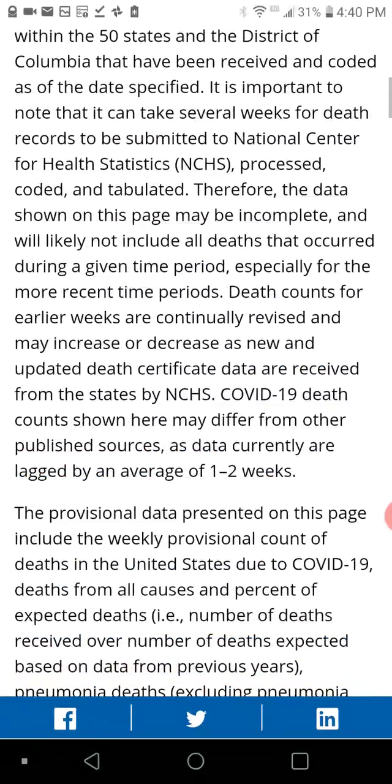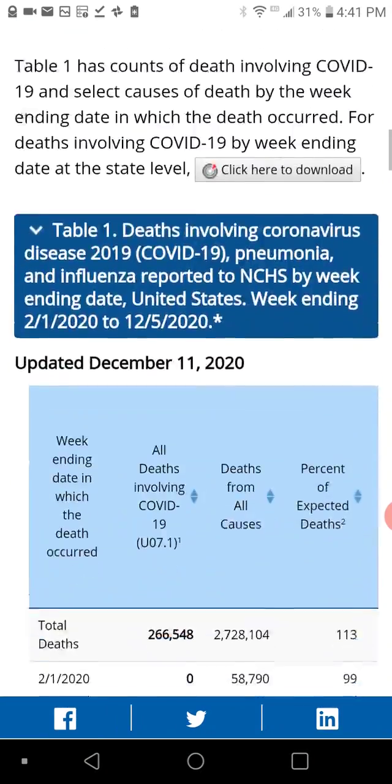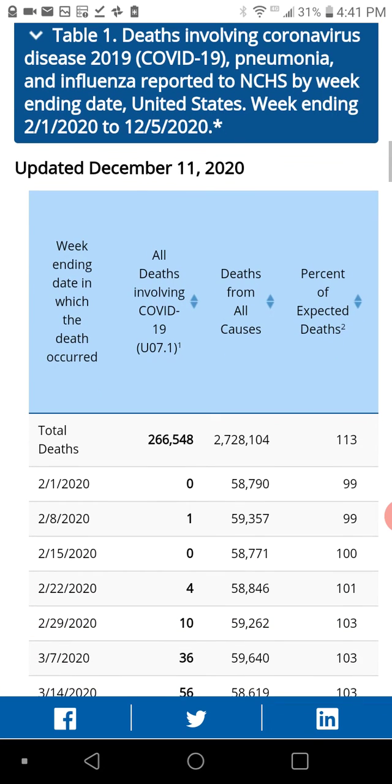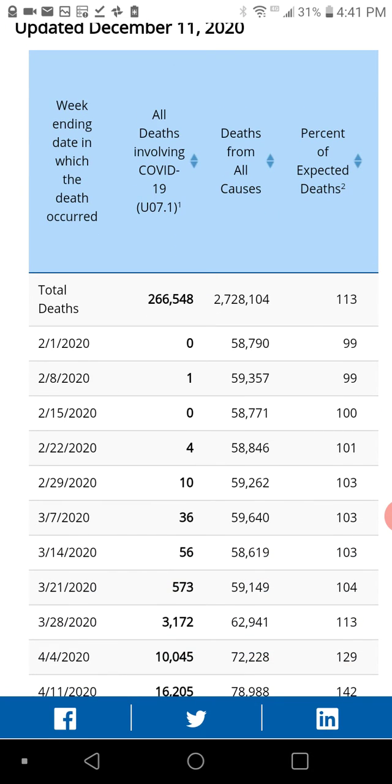Every single time you look at one of these charts, and this chart right here says, Table 1, deaths involving coronavirus disease 2019, COVID-19, pneumonia and influenza reported to the NCHS by week ending data. So you're like, okay, then maybe they'll separate it, pneumonia, influenza, COVID-19. But nope, they use that ICD-10 code to lump everything under all deaths involving COVID-19. So 266,000 pneumonia, influenza, COVID-19 deaths. It's not 266,000 pure severe acute respiratory syndrome deaths.